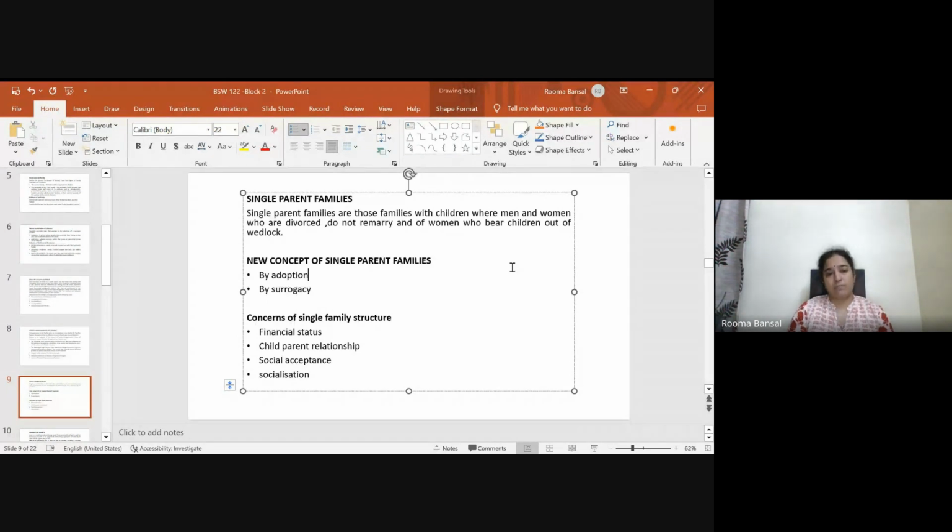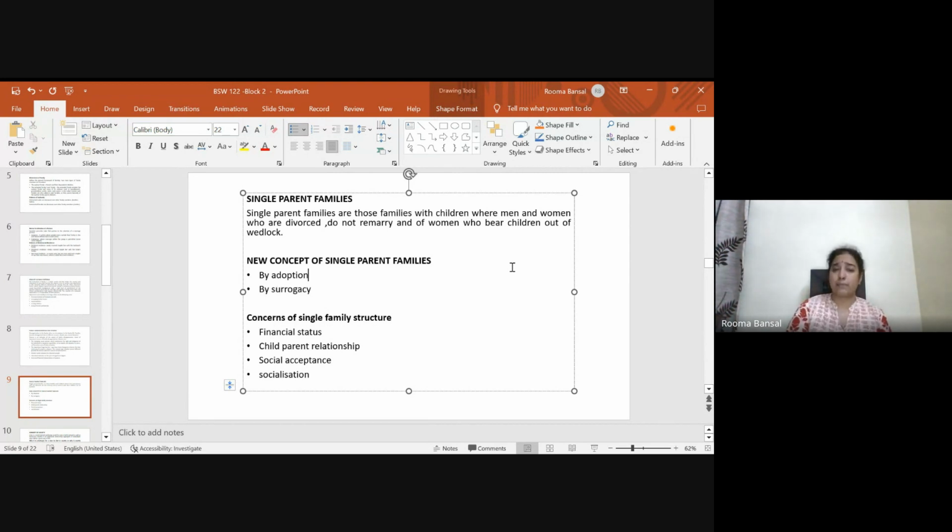Child parent relationship. Generally we say that every child needs both the parents, father also, mother also, because he or she has a different kind of relationship with mother and father both. Now if a single parent family is there, then the kind of bond, the kind of understanding the parent and the child have is also a concern. Social acceptance means whether the single parent family system is socially accepted or not.